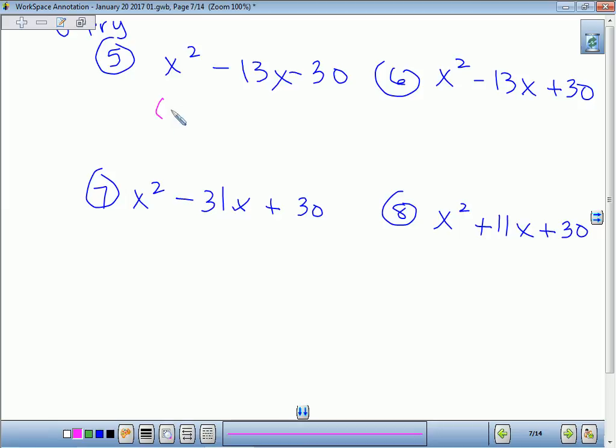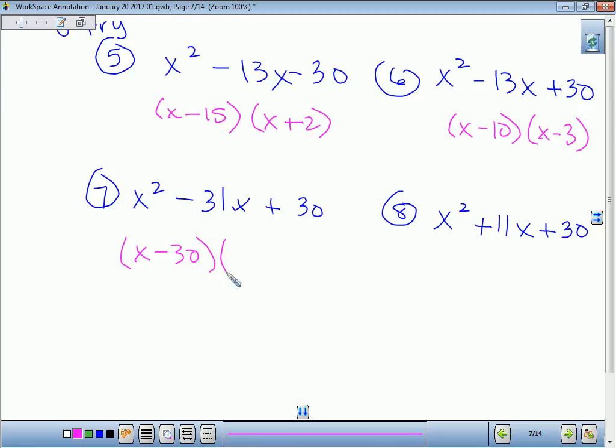Alright, so let's look at this one. This factors to x minus 15 times x plus 2. This factors to x minus 10 times x minus 3. This factors to x minus 30 times x minus 1. This factors to x plus 6 and x plus 5.